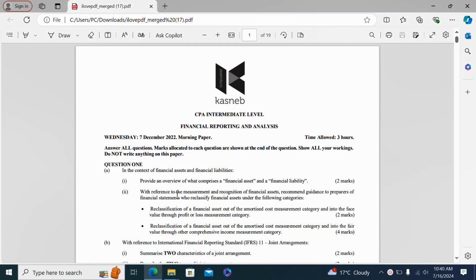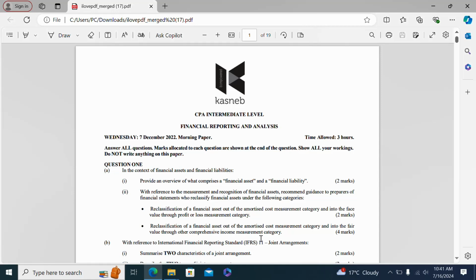With reference to the measurement and recognition of financial assets, recommend guidance to preparers of financial statements who reclassify financial assets under the following categories. Reclassification of a financial asset out of the amortized cost measurement category and into the fair value through profit or loss measurement category. Reclassification of a financial asset out of the amortized cost measurement category and into the fair value through other comprehensive income measurement category.